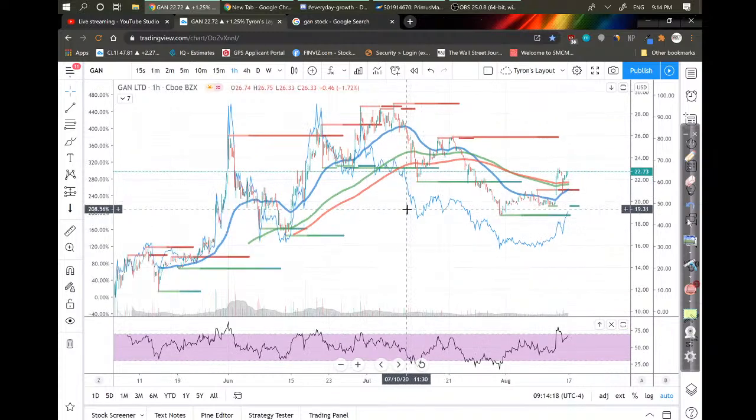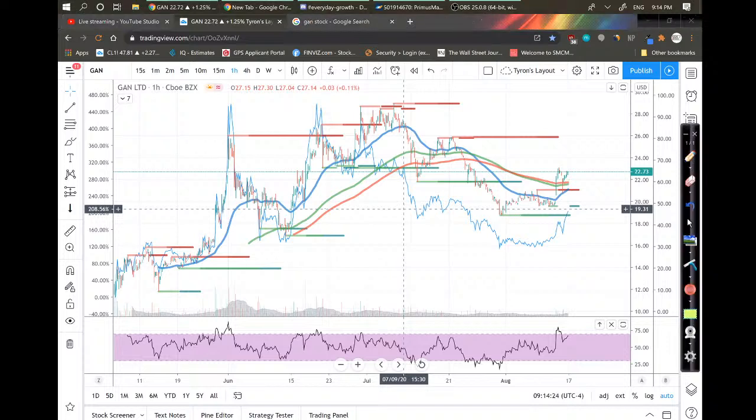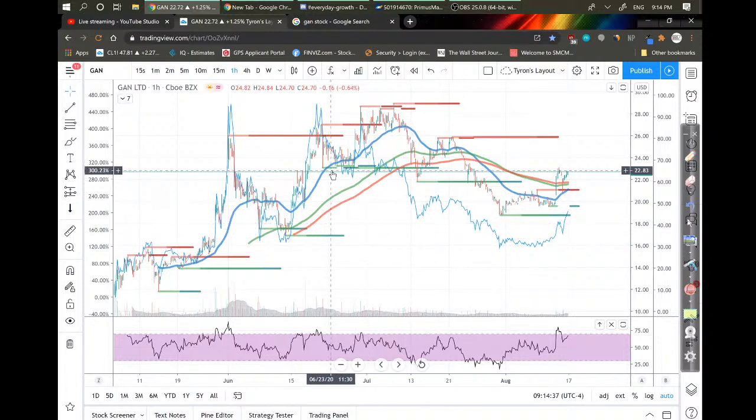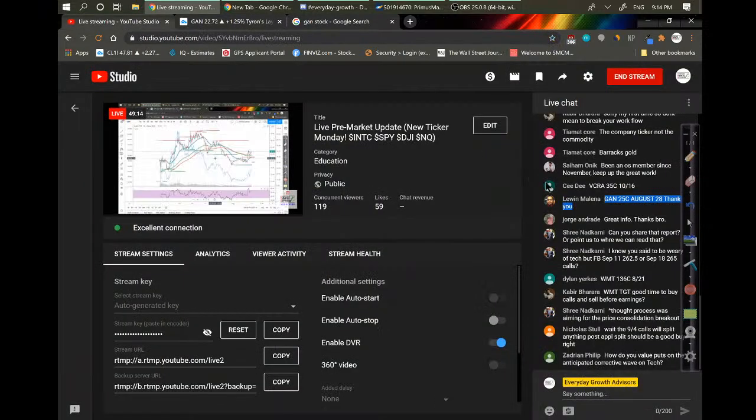It's looking like it wants to make a comeback for a nice little swing trade, but also looking like this may be a little corrective wave after the downtrend here, and then another leg down. It could be both ways. I don't recommend it. Too small of a market cap for you to even speculate on this, to be honest.